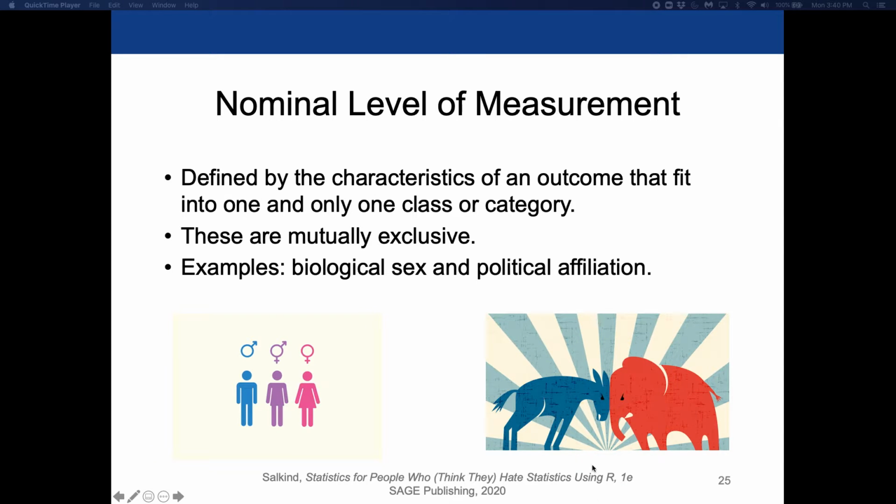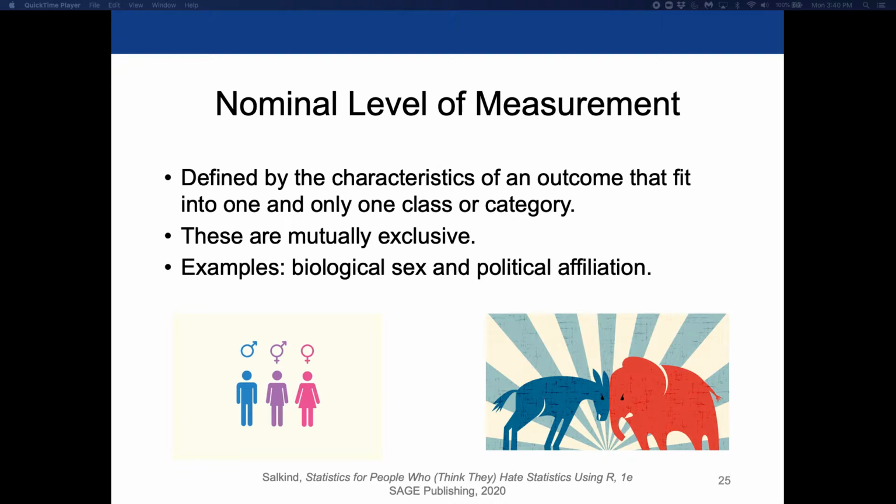The nominal level of measurement is defined as having characteristics of an outcome that fit into one and only one class or category. These are like groups that we're putting people into, and these groups are mutually exclusive as we are measuring them. We may ask someone in a survey to report potentially their biological sex or their political affiliation.